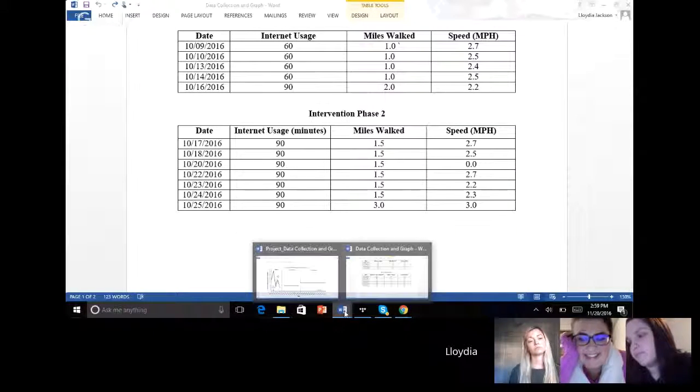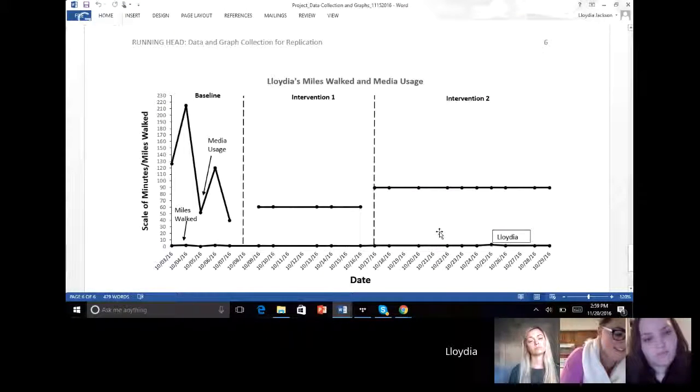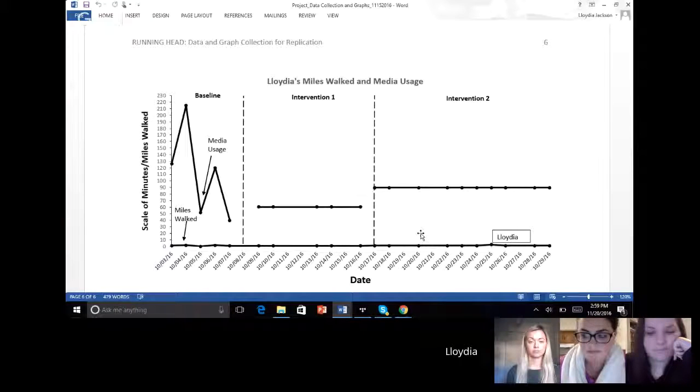So I hope my graph and everything, because I tried to combine it all in one, explains how I did on this study. I did enjoy it, and going forward, I will continue walking, but I'm going to have to find a better reinforcer than media usage because it just did not motivate me enough to want to do it. If my fiance wasn't here to remind me to do it, I probably would have forgotten a couple days in a row. But I'm going to go ahead and pass that over to Heather.